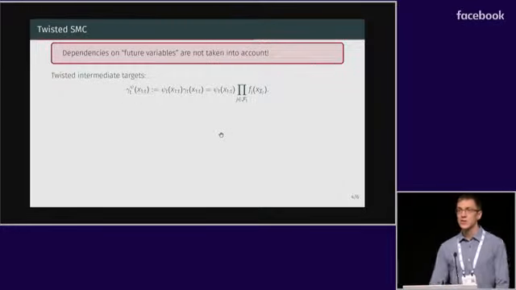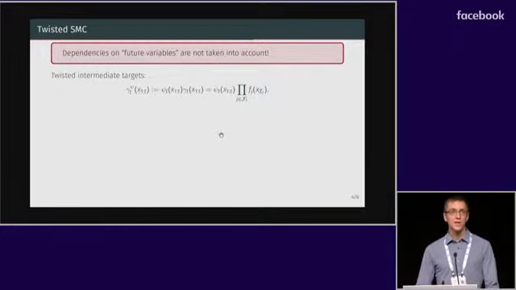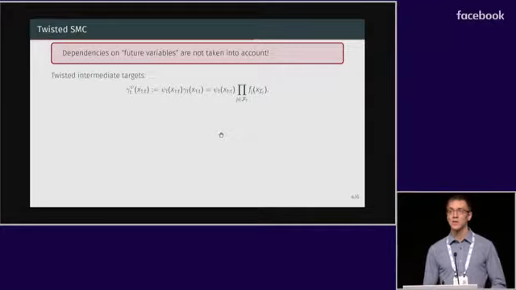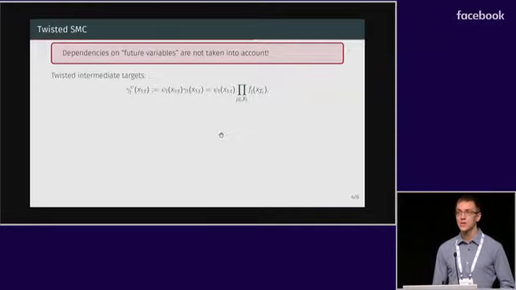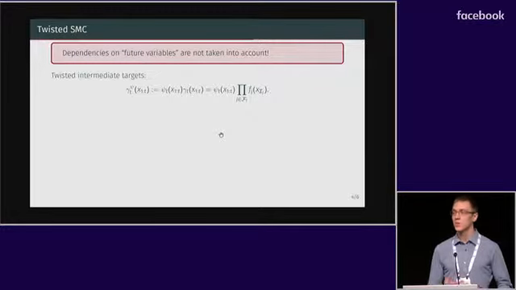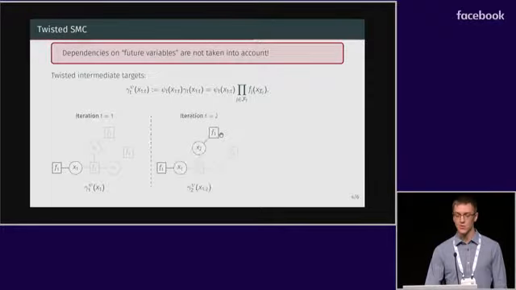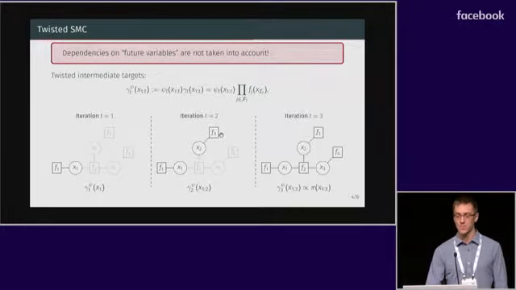A limitation of this method, however, is that it does not take the dependencies on future variables into account at these intermediate steps, and this can degrade its performance. So to mitigate this, we propose to modify the intermediate targets by introducing so-called twisting functions, psi. And these twisting functions can be seen as a type of look-ahead, which helps us to take these dependencies on future variables into account throughout the SMC sampling.